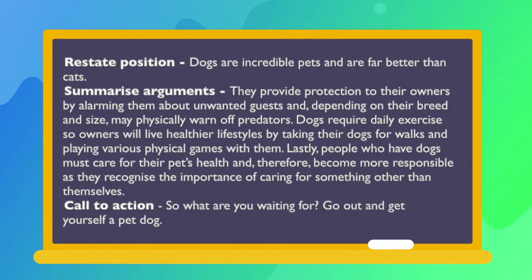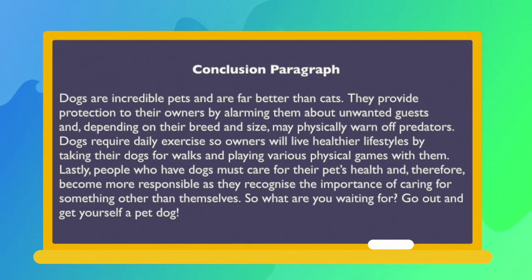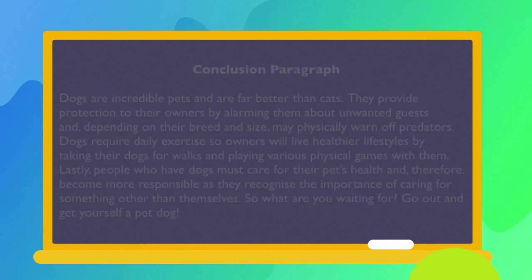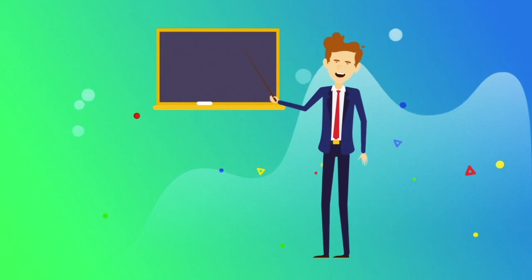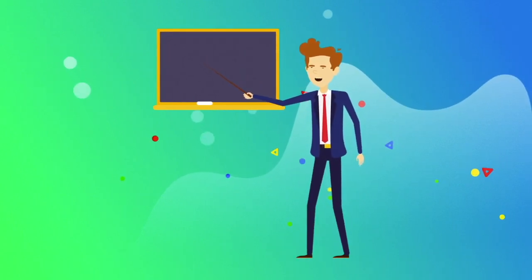In this example, we can see that the original position has been restated, but in different words. There then is a short summary of all the arguments with the finishing touch of a call to action, something that the author is requesting the reader to do. Now we have a successful conclusion paragraph, one that has summarized our position and the arguments that support that position. And there you have it, an overview of paragraphing for a persuasive text.